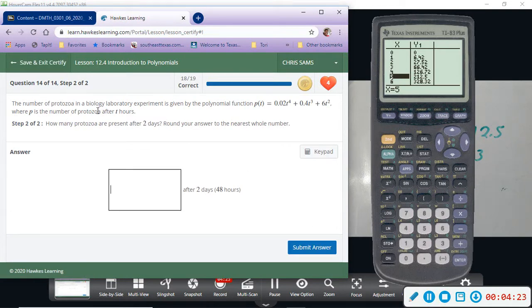And then part 2, we want to know how many of these protozoa are present after 2 days. We're going to round your answer to the nearest whole number. So they're showing you 2 days is 48 hours. So we want to know 48. So you can arrow down, which will take some time to get to 48. Or you can do second and then this window button for table set. And we can just tell it to go down to 48. Tell it to start at 48. And then from here we do second graph to see the table, and it will be showing us 48, and we get a really big number. That's 16, 42, 29.